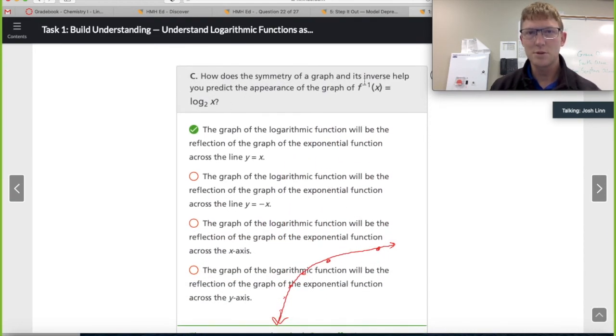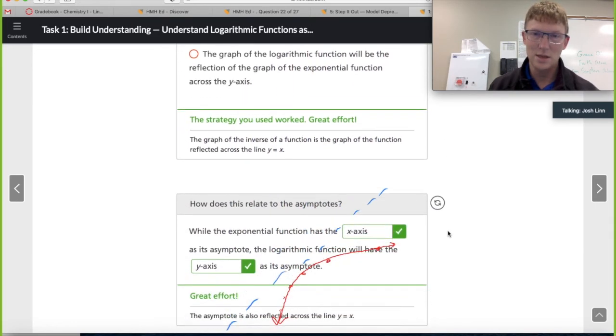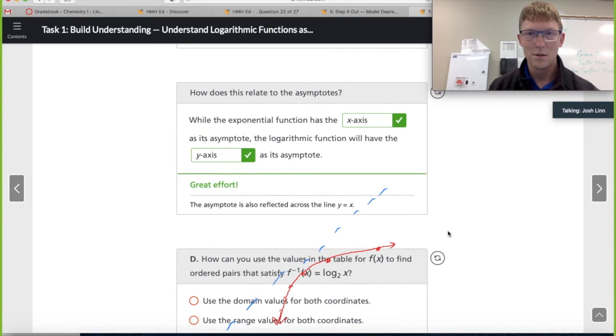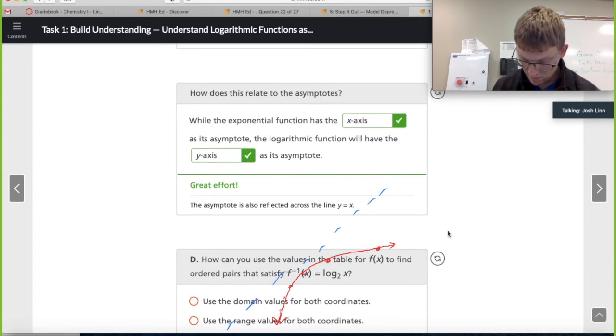So how does the symmetry of the graph show it has that inverse? When I drew that line on there, that was like a y equals x line right there. So I don't want to spend too much time on this because I think they're getting bogged down in some of the characteristics, which are good to know, but once you start working with the functions, you will pick up these characteristics and they will make more sense. So while the exponential function has an x-axis as its asymptote, the logarithmic function will have a y-axis as its asymptote.